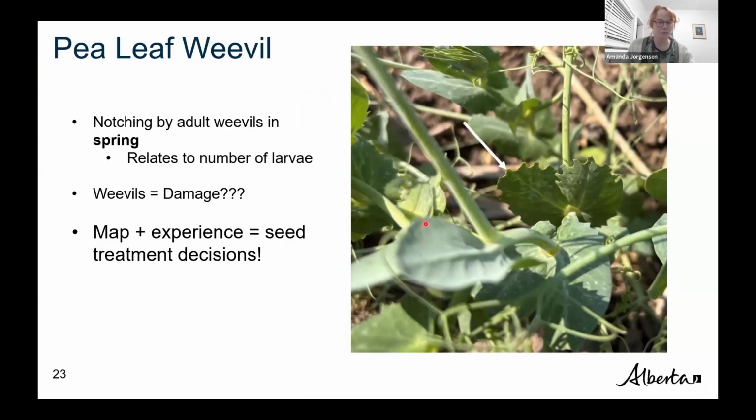For our pea leaf weevil, this is a survey where we're looking at damage to estimate the number of adults. You can see there at that arrow, those U-shaped notches that are left by the adults. We use the counts of those notches to estimate the number of adults that are doing that feeding, which then relates at least somewhat to the number of larvae. It's not as clear whether that number of adult weevils always relates well to damage.